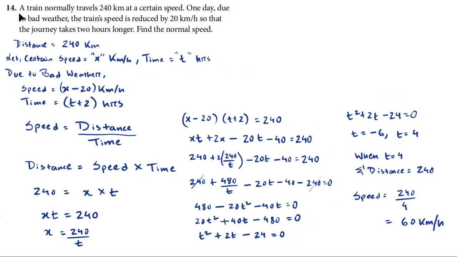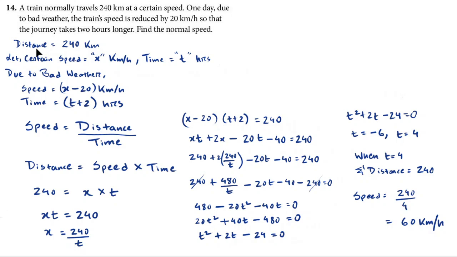In this question, it says a train normally travels 240 km at a certain speed. One day, due to bad weather, the train speed is reduced by 20 km per hour, so that the journey takes 2 hours longer. Find the normal speed. So we need to find the certain speed.